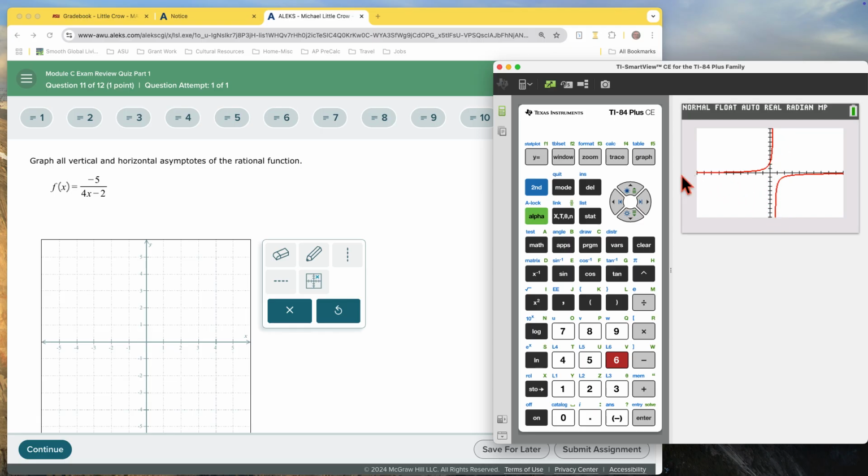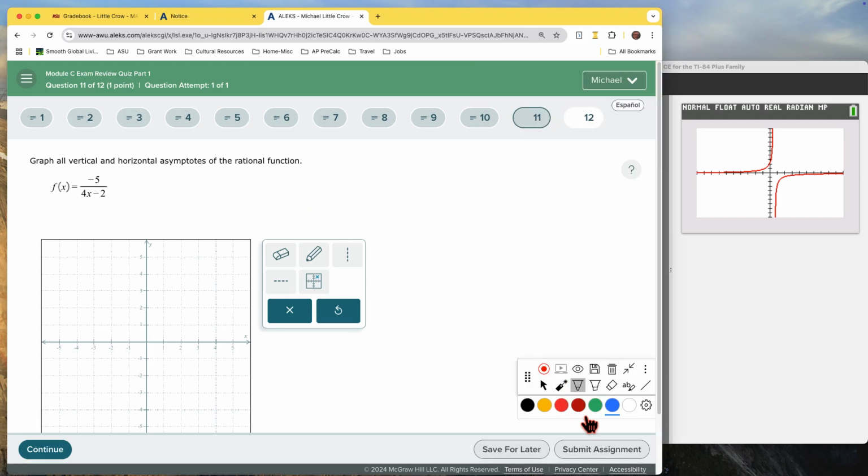I see a horizontal asymptote here at y equals 0, and I see a vertical asymptote somewhere here between 0 and 1, and we'll see how we have to calculate that.